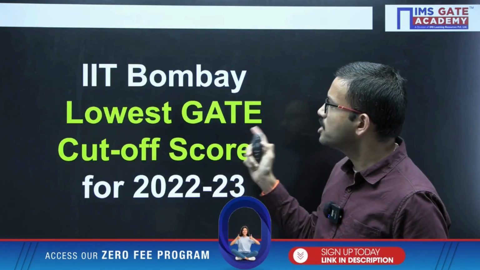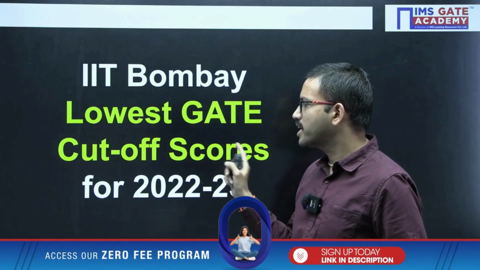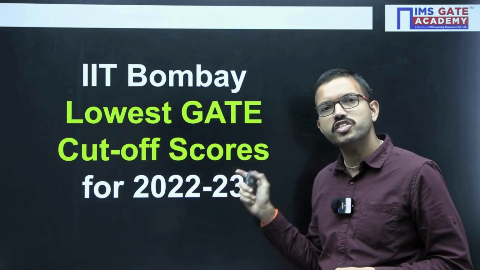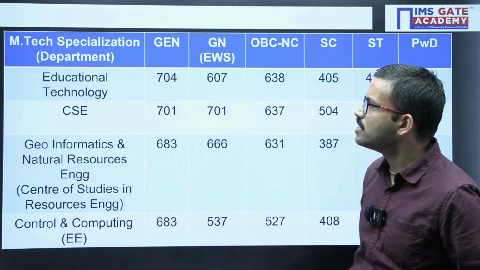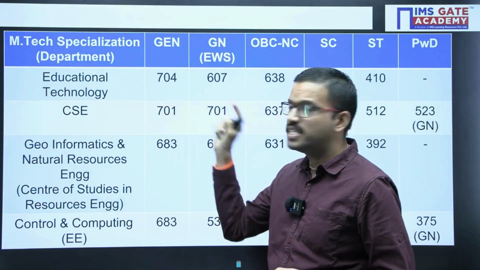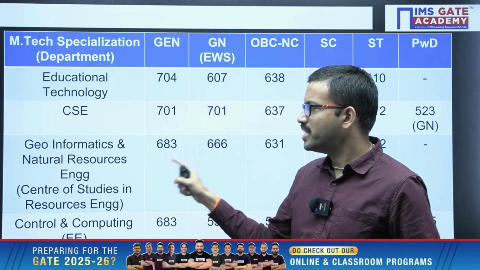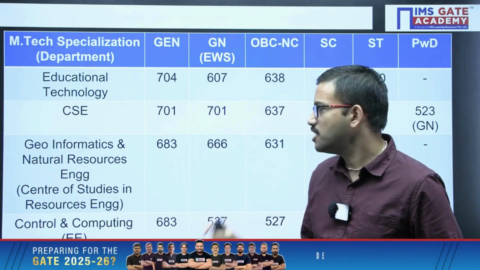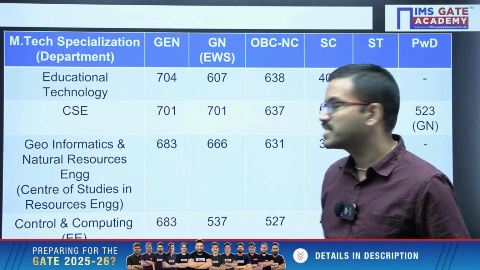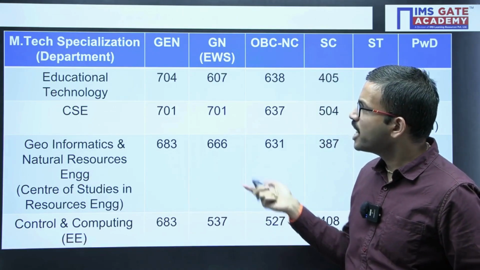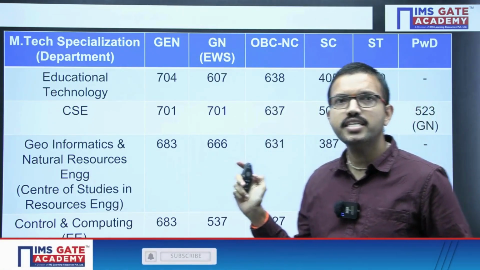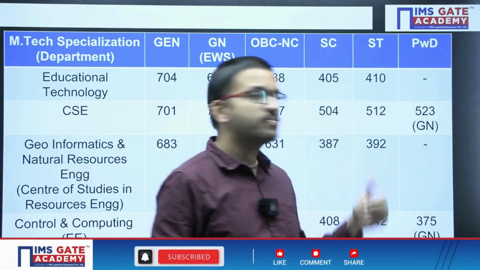Then coming to IIT Bombay, these cutoff scores are for the 2022-2023 academic year. For educational technology, 704; CSE, 701; geoinformatics and natural resource engineering, 683; control and computing, 683. For the time being, I'm mentioning the general category. For other categories, you can see the tabular form.